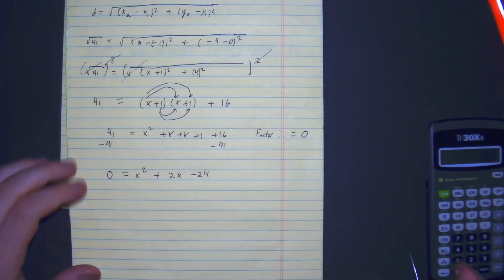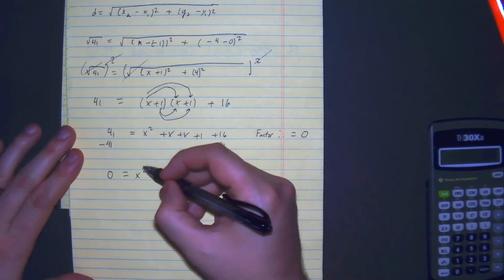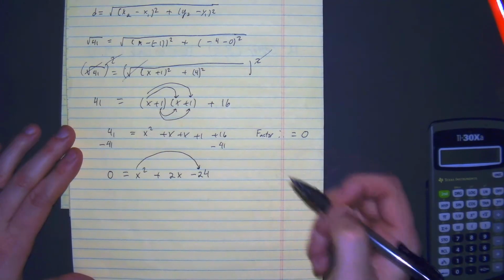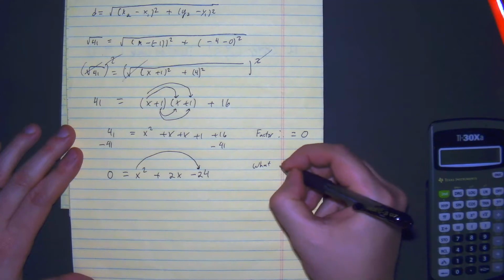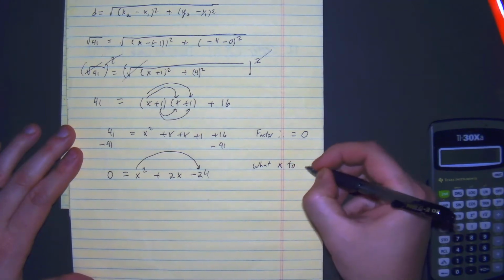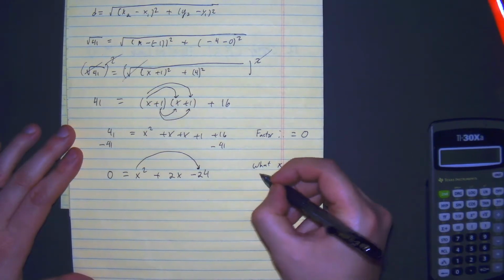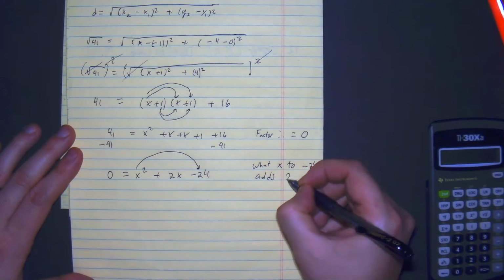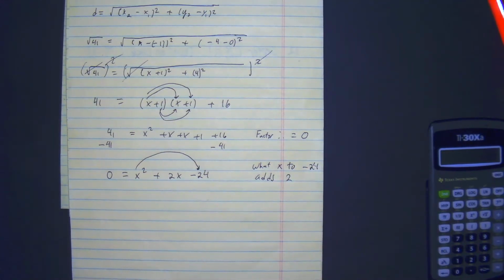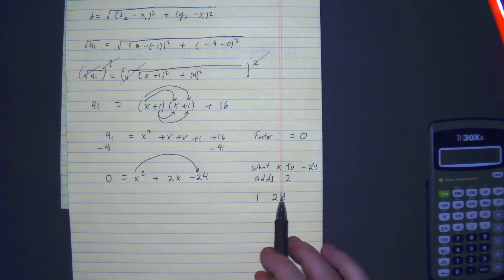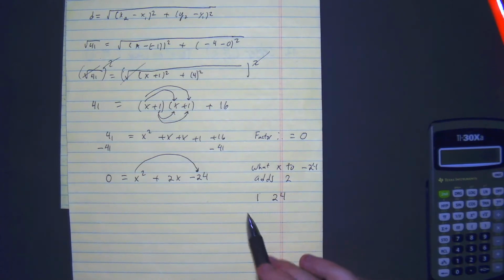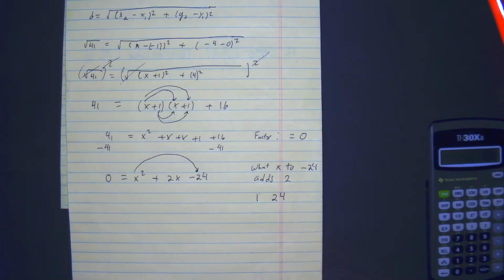What the magic number game states is we multiply the leading coefficient, 1, by the negative 24. So what multiplies to negative 24 but adds to 2? So we can start making a chart. 1 and 24. 1 times 24 is 24. If I were to make any of it negative, it will never add up to 2.